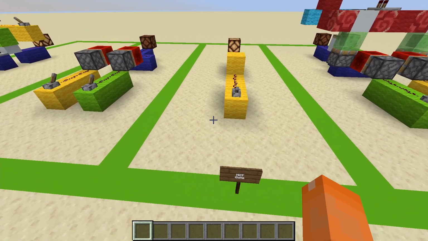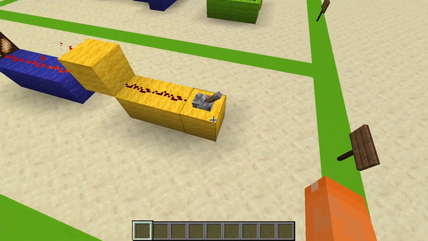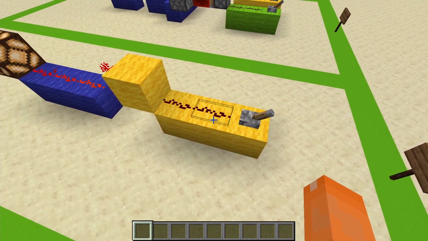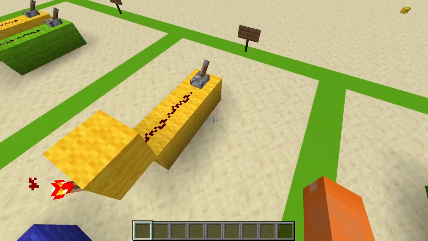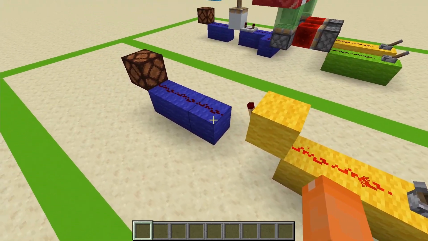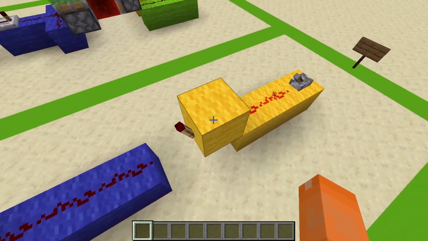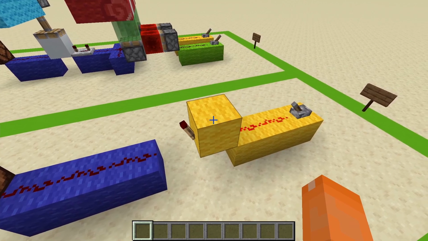The NOT gate is incredibly simple. Essentially, if you don't have an input like we do right now, you have an output, and if you do have an input, you don't have an output. Very simple. And this is a very basic signal inverter.